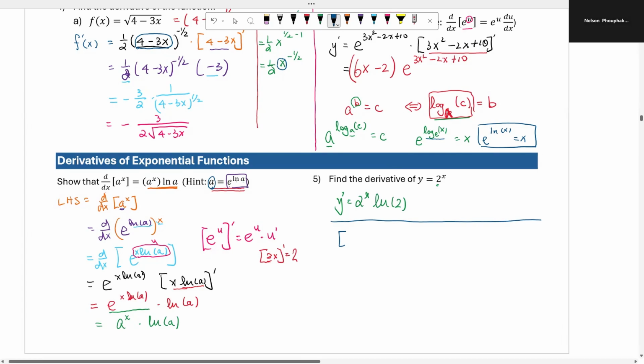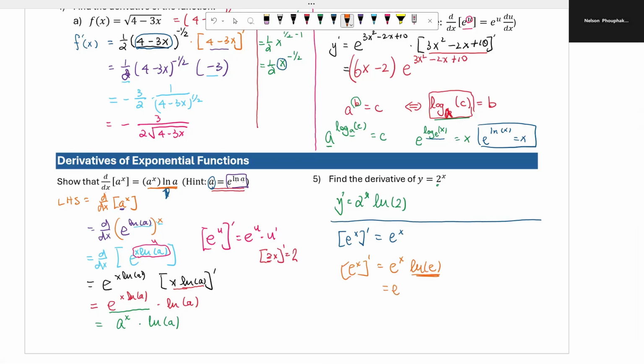Then do you remember that the derivative of e to the x is actually e to the x? If we want to use this rule to help us take the derivative, let's see. The derivative of e to the x will be e to the x natural log of e, and remember natural log of e is 1. Then we get e to the x.